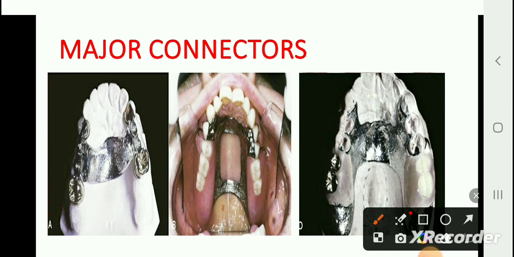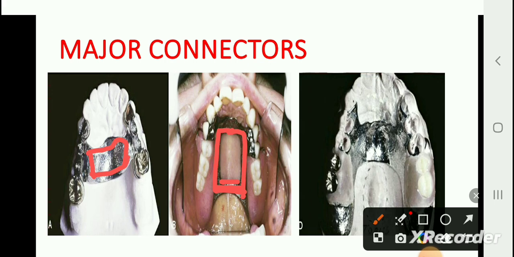And the cobalt chrome alloy is best suited for the major connector. Why? Because of its excellent rigidity. I have explained in the first point that the maxillary major connector should be rigid, and the cobalt chrome alloy is best suited for the major connector because of its excellent rigidity in thinner section. Even in the thinner section, it is rigid. That's why cobalt chrome alloy is best suited for the major connector.